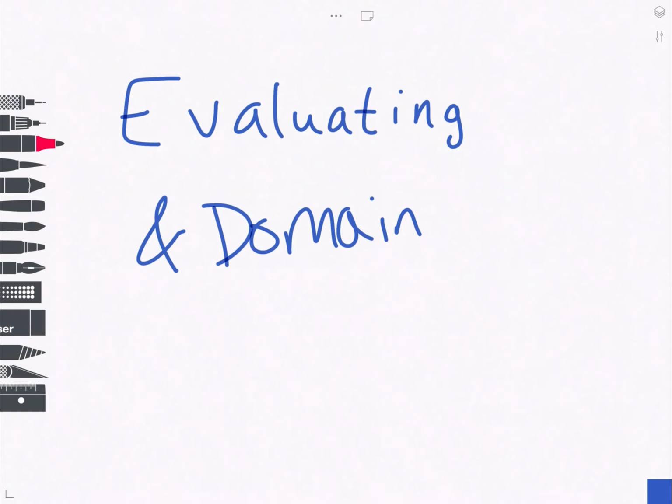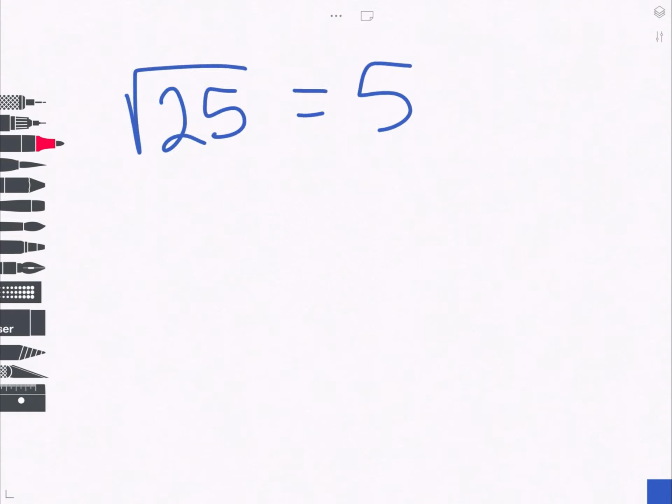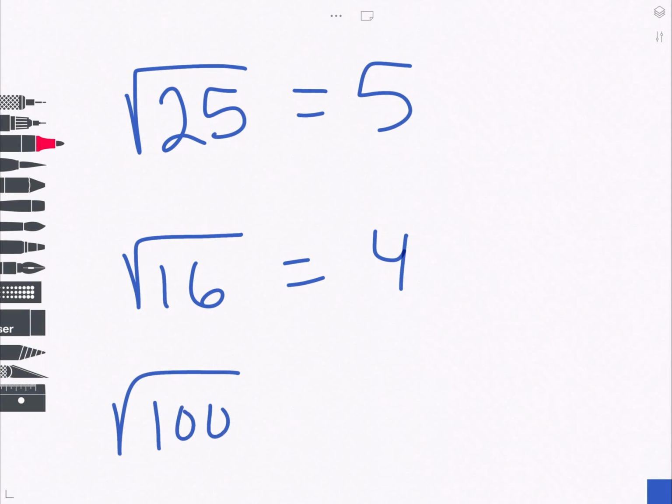Hey everybody, this video is to help you out with your evaluating and domain homework. So we're going to start off with some square roots here. Let's say we take the square root of 25. You guys would be able to tell me that that is 5. The square root of 16 is 4, and the square root of 100 is 10.